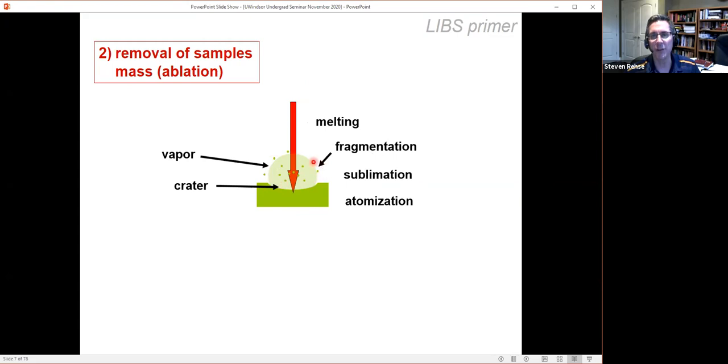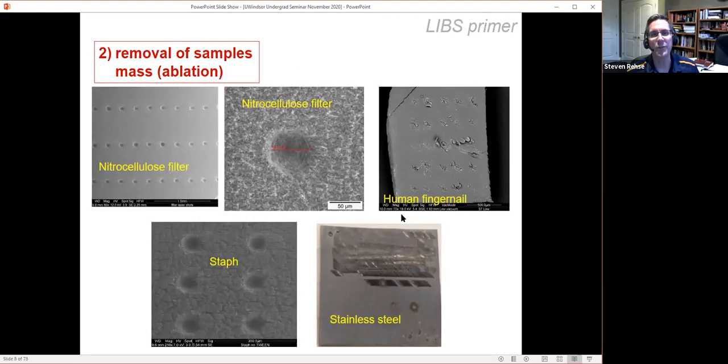vapor above the surface. And there's a bunch of physical processes that are going on to make that vapor cloud: atomization, sublimation, fragmentation, melting. So these are all thermodynamic processes that are occurring right at the surface of this material. But what you wind up with is this light green vapor cloud that I'm showing here. It might have some clusters in it that's being illuminated continually by this laser pulse coming from the top of the screen. When you do this ablation event on different targets, this is kind of what it looks like.